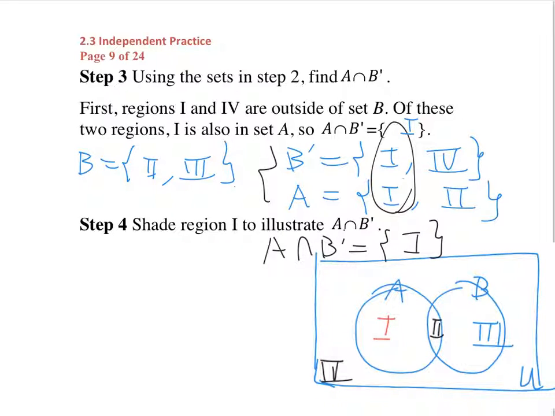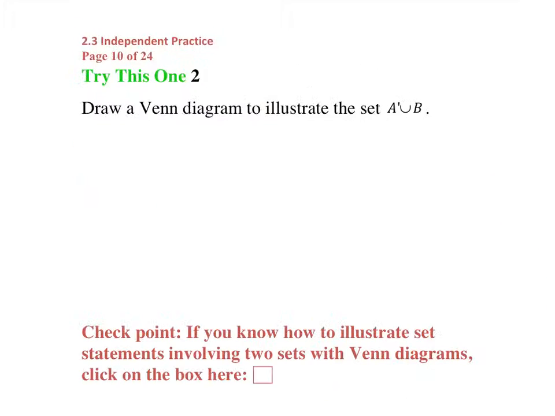So make sure that you write region 1 is the answer for A intersect B prime. And therefore, if I have to shade this one, region 1 is here. That's region 1. It does not include region 2. It's a circle with a little piece in the middle carved out. Okay? So make sure that you finish this one.